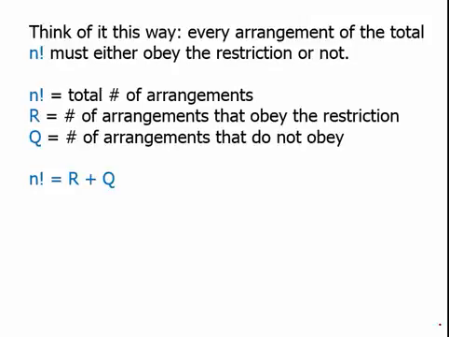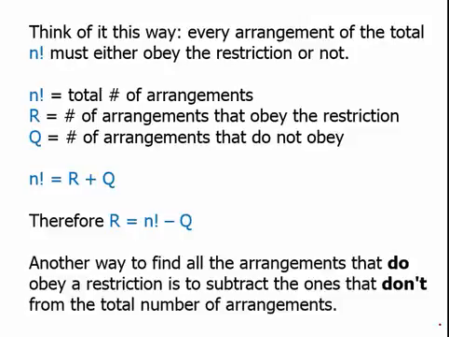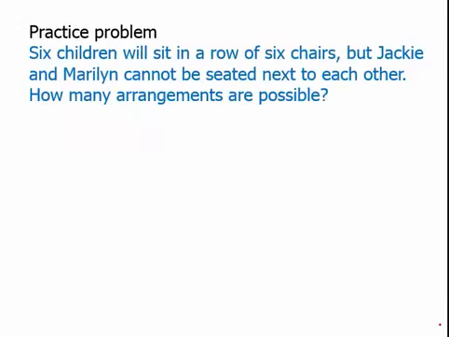But think about this equation. If we subtract q from both sides, we get r equals n factorial minus q. And this is an alternate way to get the number of arrangements that obey the restriction. We can count all the ones that don't obey the restriction and then subtract that from the whole. This is a really important idea. This can be a powerful shortcut in a number of cases.